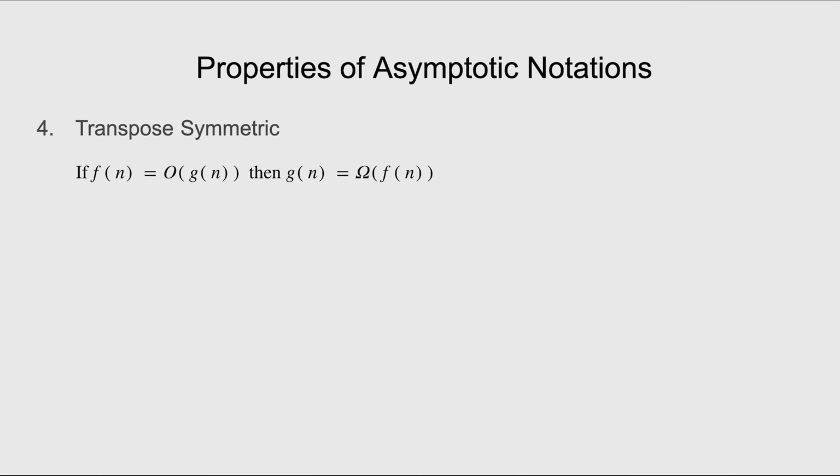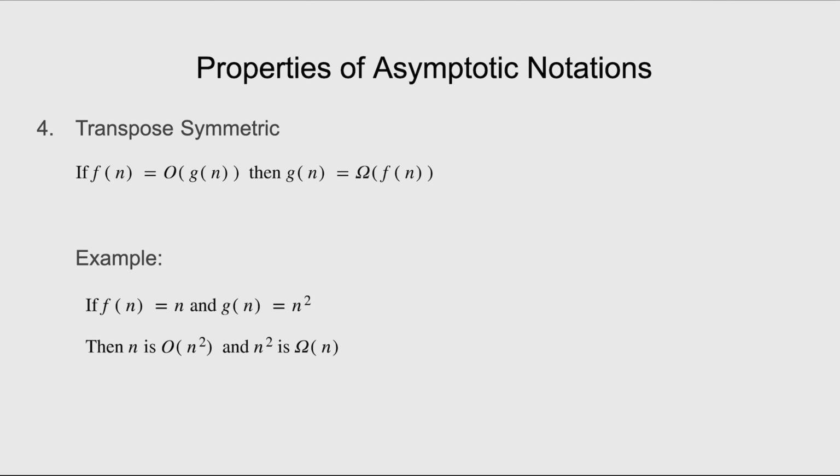The last one is transpose symmetry. This is true for big O and omega notations. The definition says if f(n) equals O of g(n), then g(n) is omega of f(n). As an example, if f(n) equals n and g(n) equals n squared, then n is O of n squared, and n squared is omega of n. So for n, n squared is the upper bound, and for n squared, n is the lower bound. So one function is the upper bound of the other, and the second one is the lower bound of the first one.